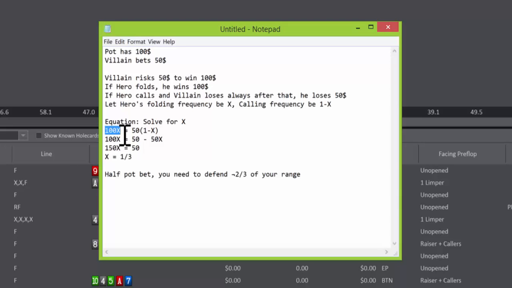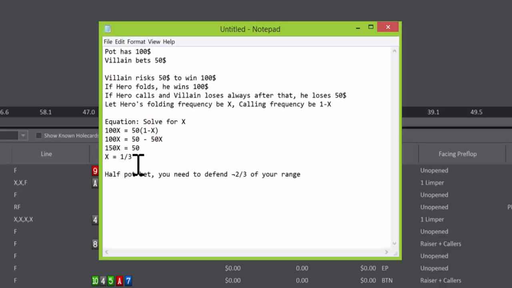So the indifference point is when the amount he wins when he bluffs and we fold is equal to the amount he loses when we call or raise. So we write the equation out here. When we fold, folding frequency is X, times 100. And 50 is the amount he loses, and 1 minus X is when we continue against his bet. So solving for X, we get X as 1/3.